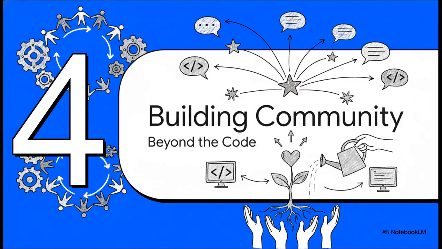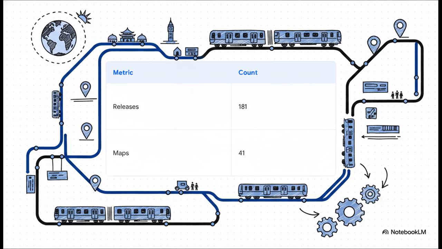Section 4. Building the community beyond the code. Let's see how his work builds into an ecosystem of mentorship and leadership. Because a true open source champion doesn't just write code, right? They build a community. A brilliant example of his quirky, highly impactful community work is MapTube.